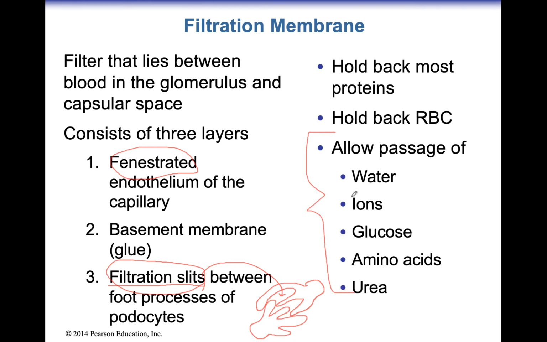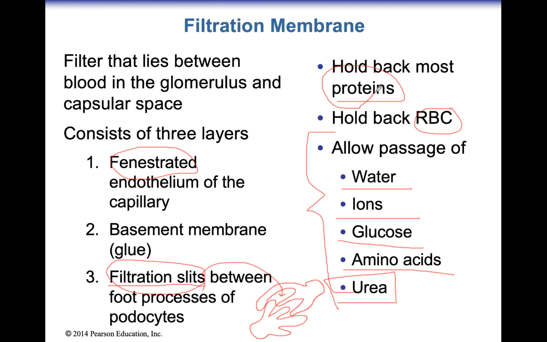You're going to allow passage of water because it's tiny, ions because they're tiny, glucose because it's relatively small and not charged, amino acids are tiny, and urea is waste. What you're not going to allow to filter out into the tubule is things like red blood cells and proteins. Here's how we think of it.